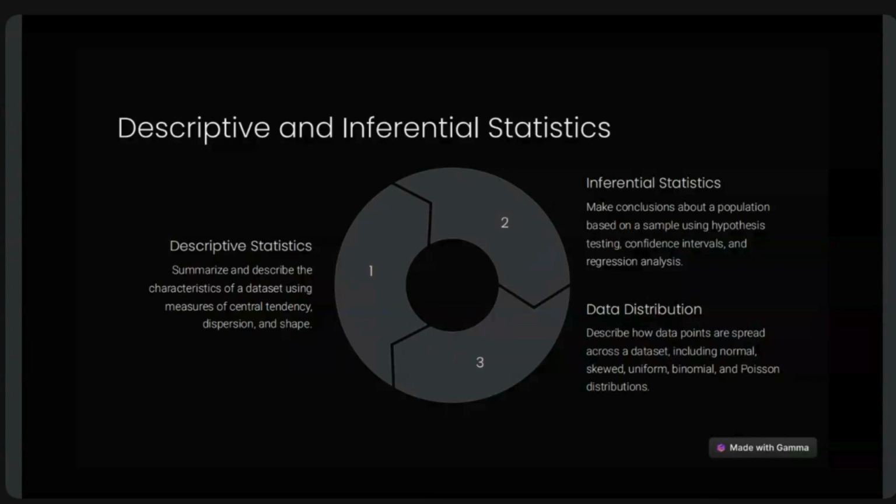Inferential statistics help us to make a conclusion about the population based on a sample. It involves probability theory to make a prediction or test a hypothesis.